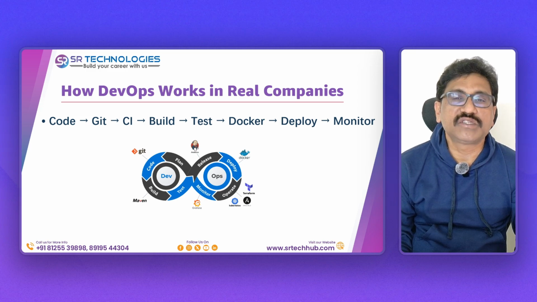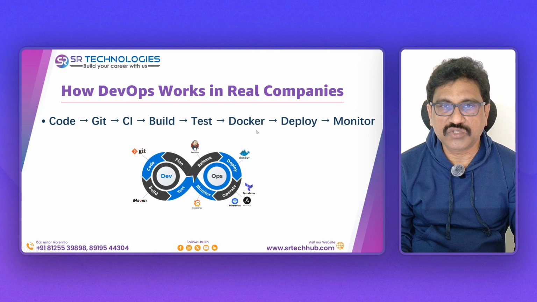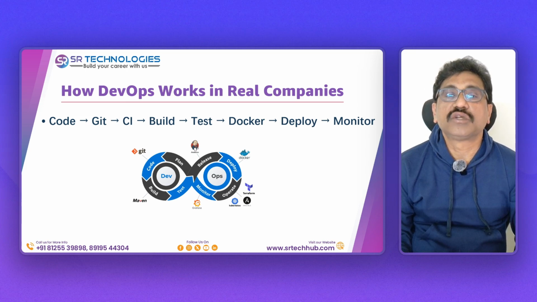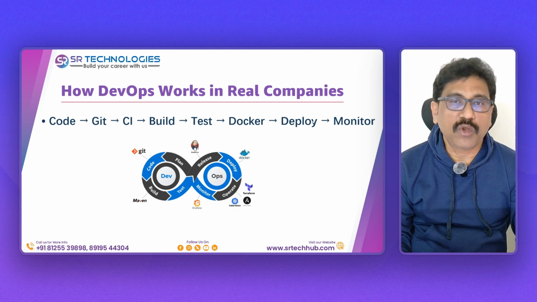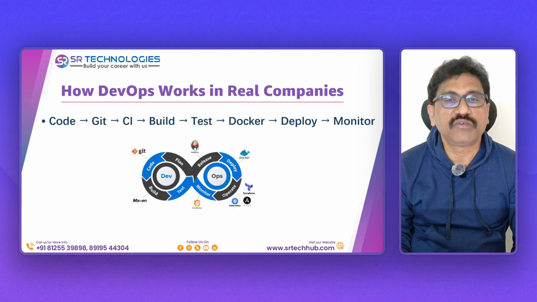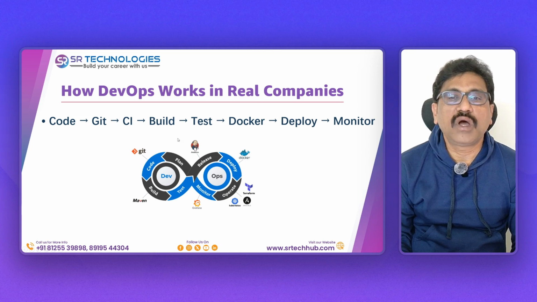Once you get the confirmation from the testing team, you have to take that build and deploy it in the production environment. For that, you can use a Docker image and deploy it in Kubernetes in production. Once you deploy the application in the production environment, your job will not be over. You have to monitor that application 24/7 in production. So this is the flow of DevOps.